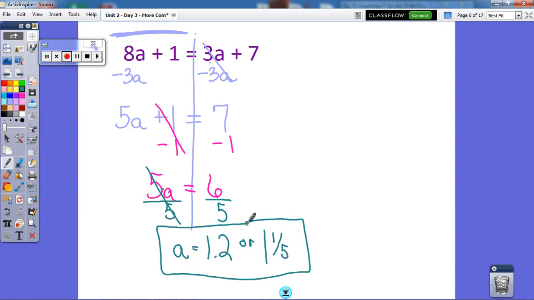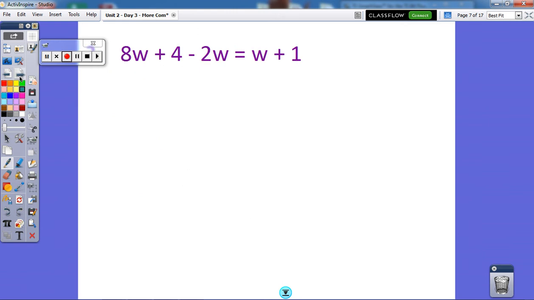Okay, let's look at number 3. Now this one's a little more complicated, but if you think you really have it, then pause the recording and try it on your own. Okay. First thing we should do, look at each side.